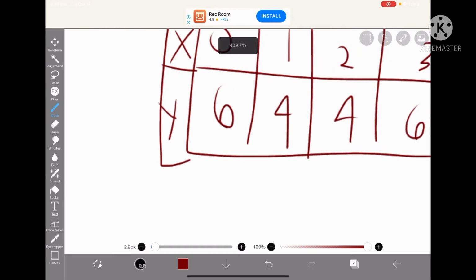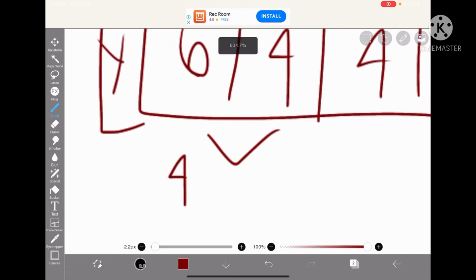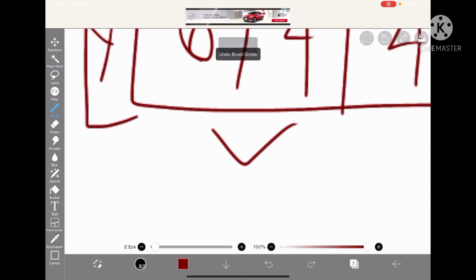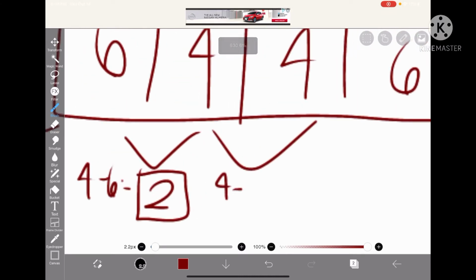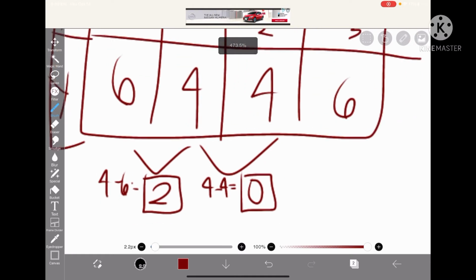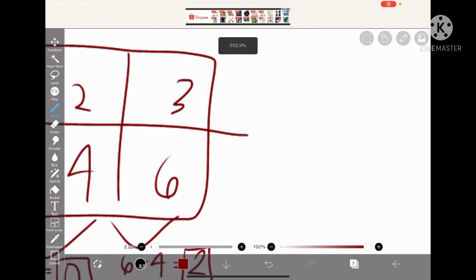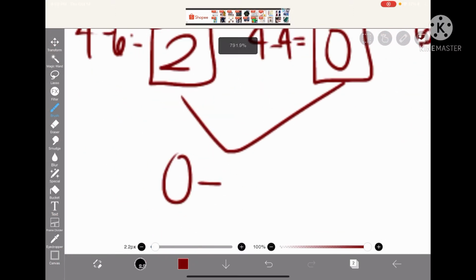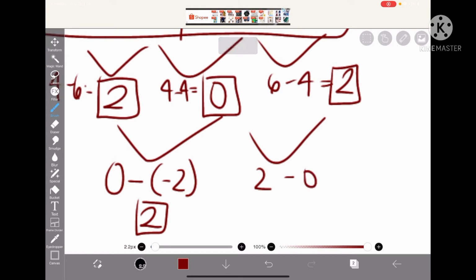The next thing we're going to do is to subtract all of these from right to left, switching their positions. So 4 minus 6 is negative 2. 4 minus 4 is 0. 6 minus 4 is 2. Now let's subtract them as well. 0 minus negative 2: negative times negative is positive, so positive 2. 2 minus 0 is 2 as well.